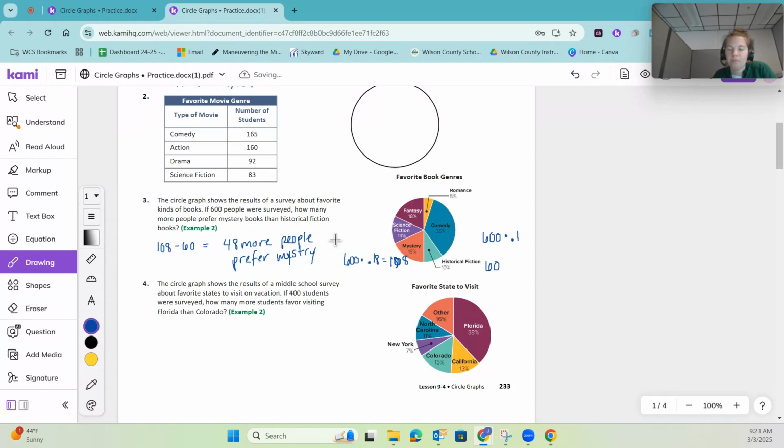Okay, so then you can do the same thing for number 4 here. It says the circle graph shows the results of a middle school survey about favorite states to visit on vacation. 400 students were surveyed. How many more students favor visiting Florida than Colorado? So we need to find the number for Florida, the number for Colorado, and then subtract them to figure out how many more. Okay?